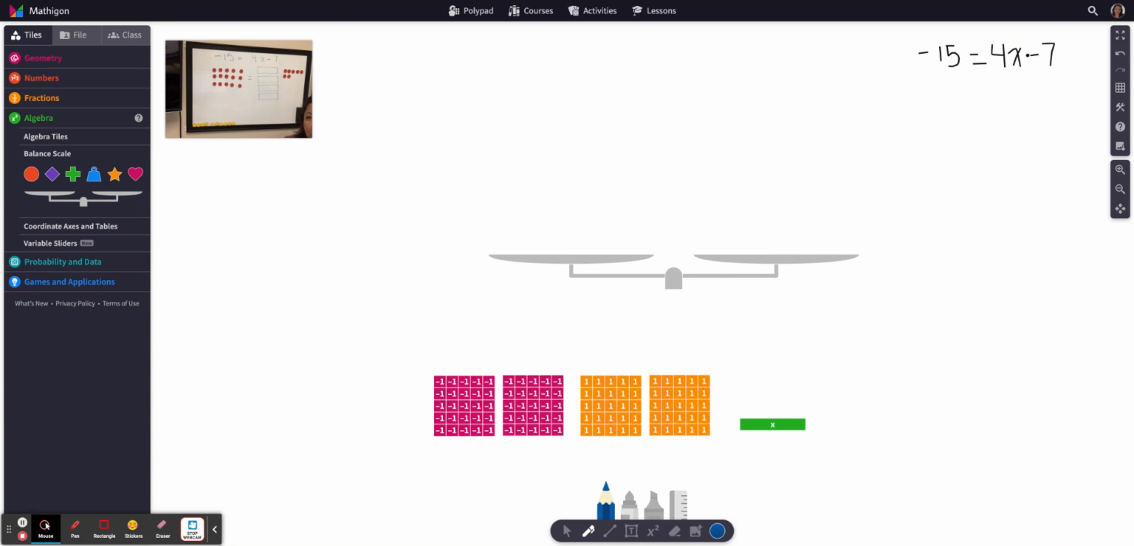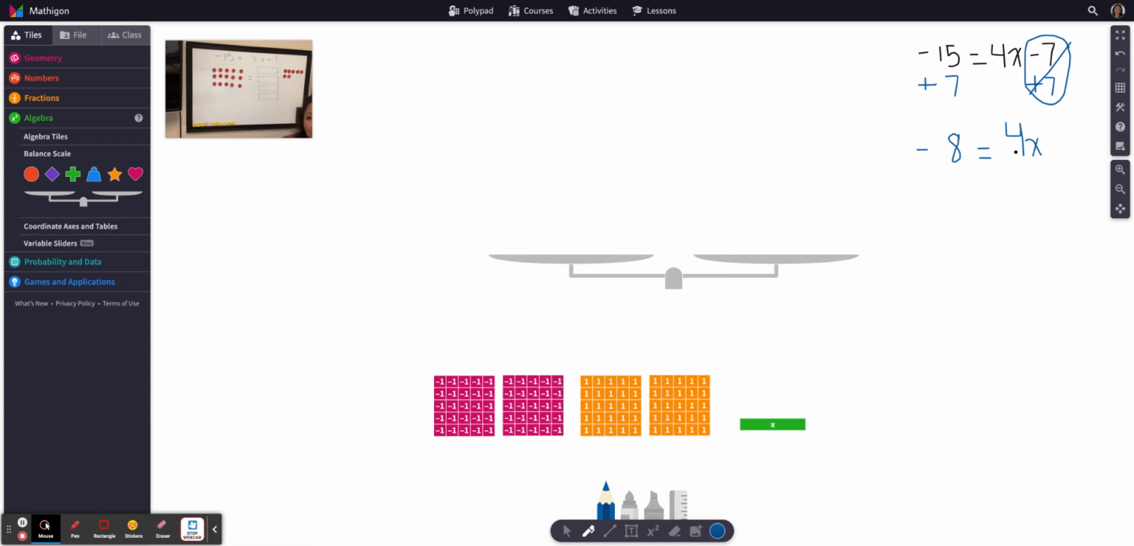In order to move the minus 7, I'm going to use inverse operations, which means I subtract 7. Properties of equality say whatever we do to one side, we must do to the other. We know that negative 7 plus 7 is 0, so that part is gone. I'm left with 4x on the right side. And on the left side, I'm left with negative 8. Right, I have more negatives than positives.